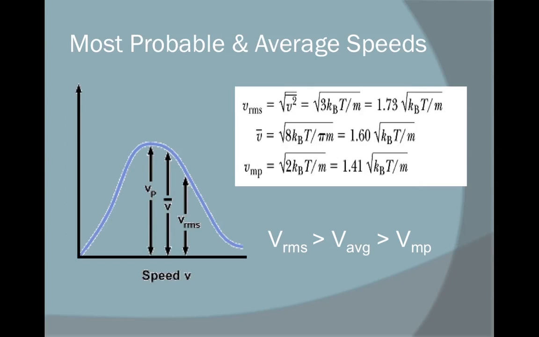The average velocity is just the average of the velocities, and you can see that these three are related by relating them to temperature, Boltzmann's constant, and the mass of the molecule. Also, the root mean square velocity is always greater than the average velocity, which is greater than the most probable velocity.